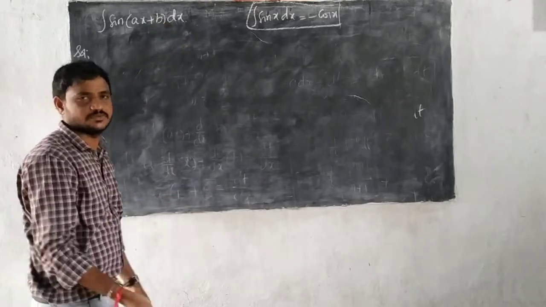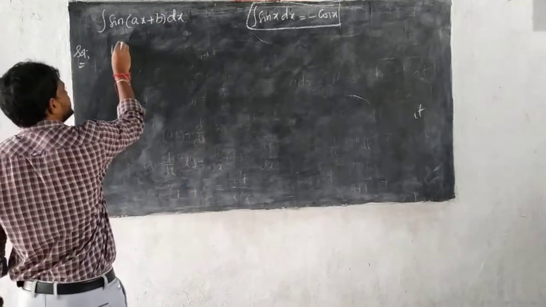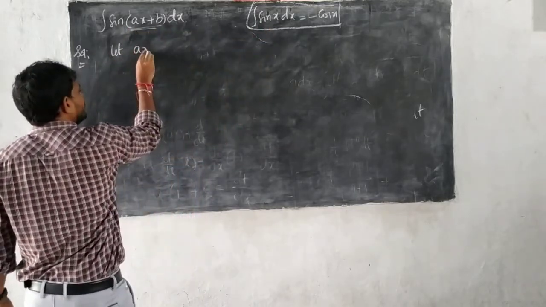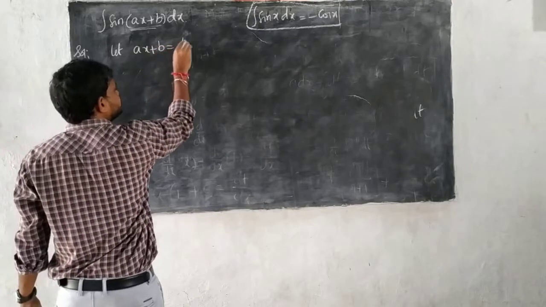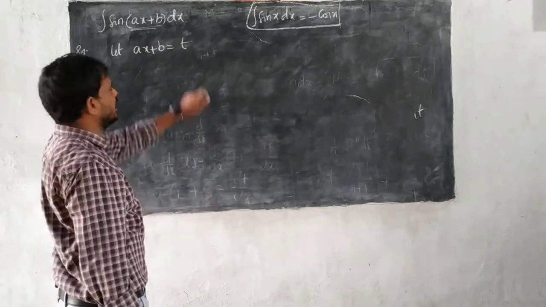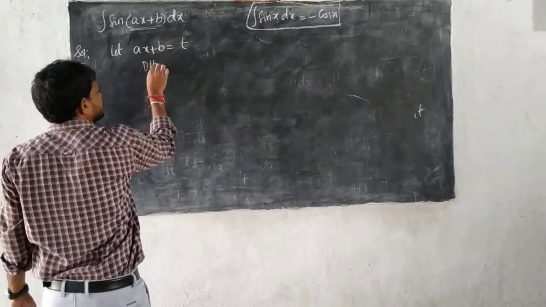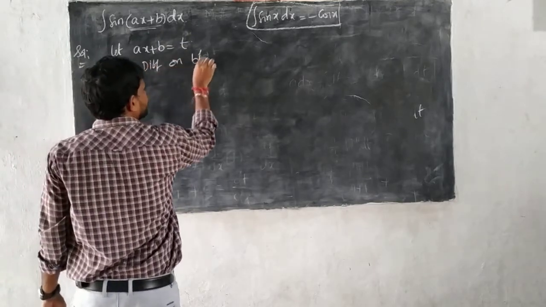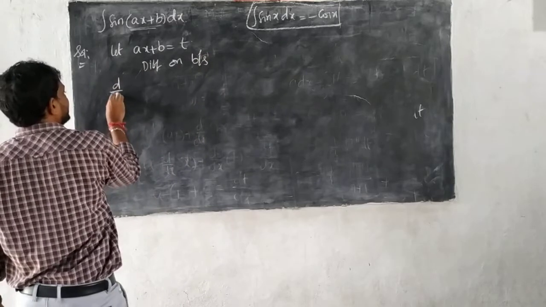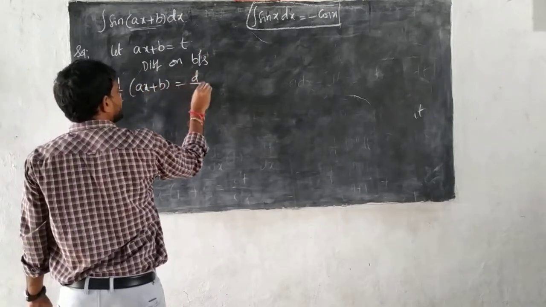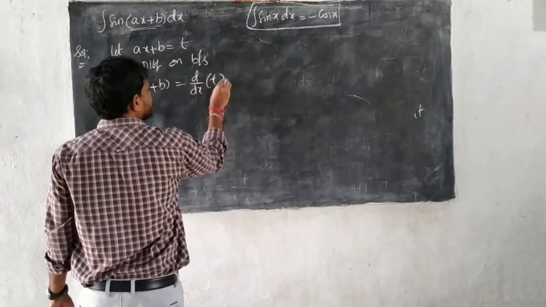How to convert it into standard form? By using the substitution method. Here, in place of x we have ax plus b, so we have to substitute ax plus b equals t. Then we have to get the dx value, so differentiate on both sides. You will get d/dx of ax plus b is equal to d/dx of t.